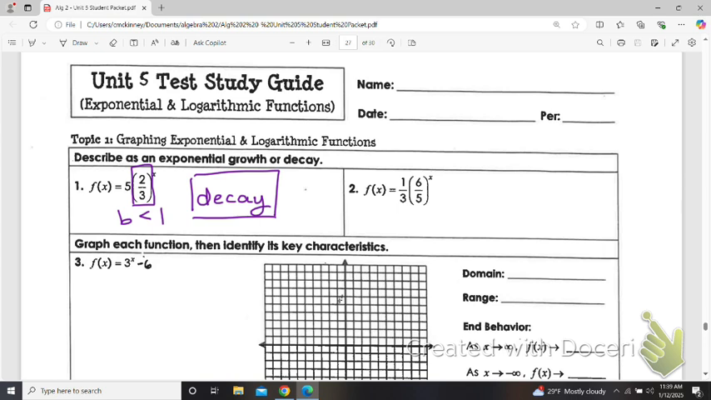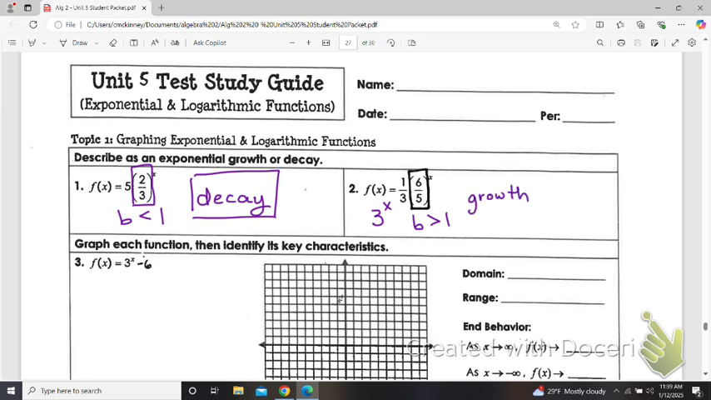So over here, again, I see a base. Now this base is still a fraction, but this fraction, 6 over 5, is larger than 1. So the base is greater than 1. Or if we had a whole number, that would also, of course, be greater than 1. So that base is greater than 1, so that represents growth.